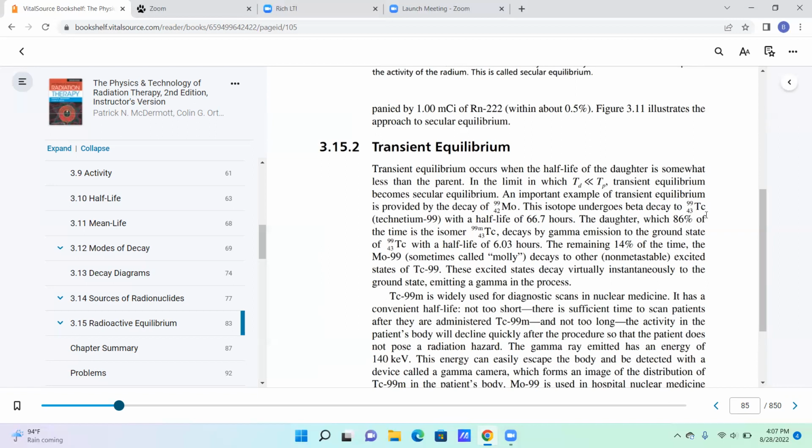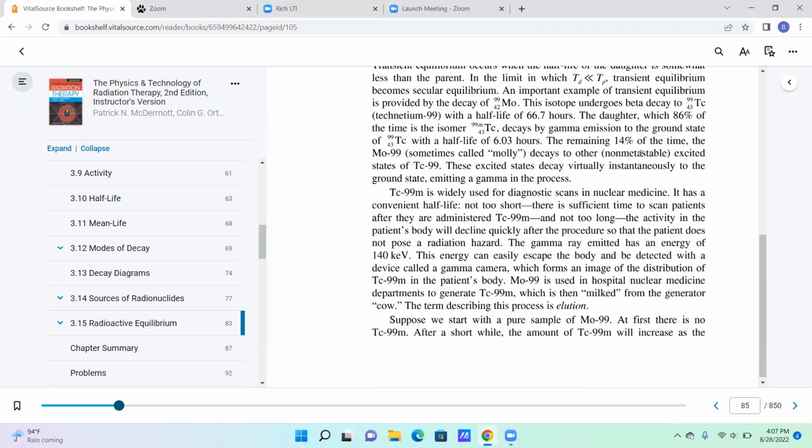The daughter, which 86% of the time is the isomer, metastable technetium-99, decays by gamma emission to the ground state of technetium-99 with a half-life of 6.03 hours. The remaining 14% of the time, the molybdenum-99, sometimes called moly, decays to other non-metastable excited states of technetium-99. These excited states decay virtually instantaneously to the ground state, emitting a gamma in the process.